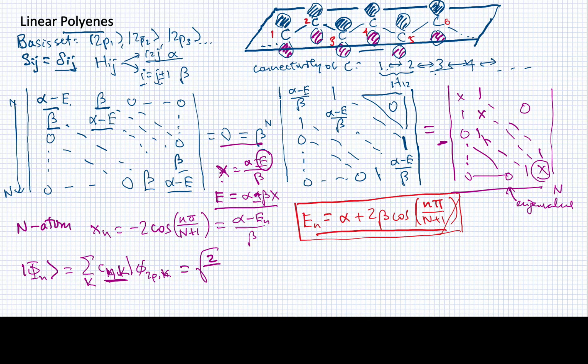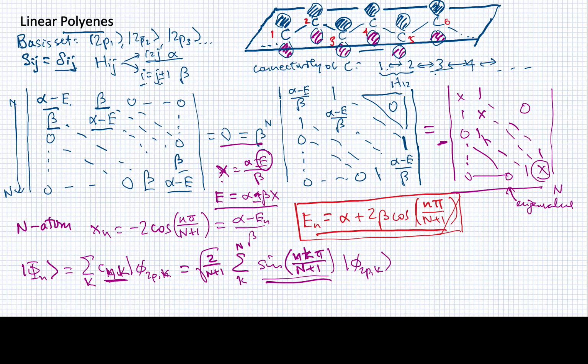It'll be square root of 2 over N plus 1 times the sum over all of the atomic orbitals, so k from 1 to N. And the coefficients are given by sine of n k pi divided by N plus 1. These are the things that are going to multiply each of these 2p functions. All right, I get it that this is a complicated looking expression, but we're going to see pictorially what this really means in just a moment. I'll simply point out, though, that you can calculate these things. I mean, you just plug numbers in.